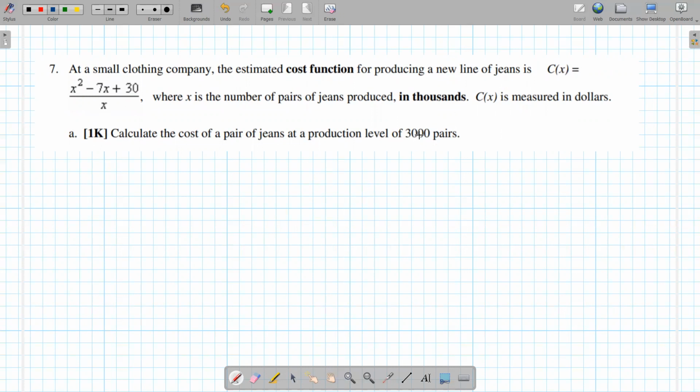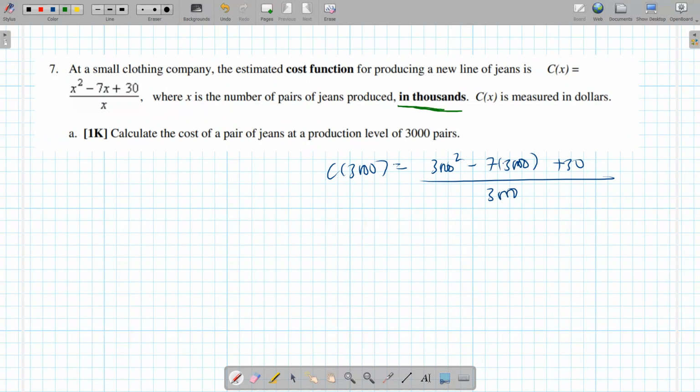So you just need to plug x as 3,000. So you simply find C of 3,000. So that's going to be 3,000 squared minus 7 times 3,000 plus 30 over 3,000. And there we go. Actually, my bad. So again, these questions are a little bit tricky. It says in thousands, you see? So 3,000, I should have plugged x as 3, not 3,000. So I need to plug x as 3, like that. And plug that in the calculator, whatever that is. All right.